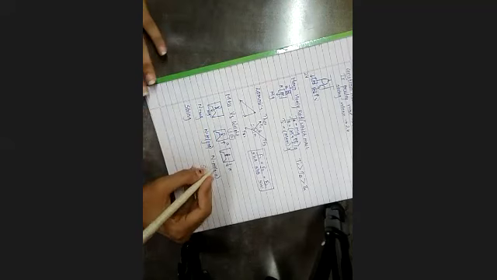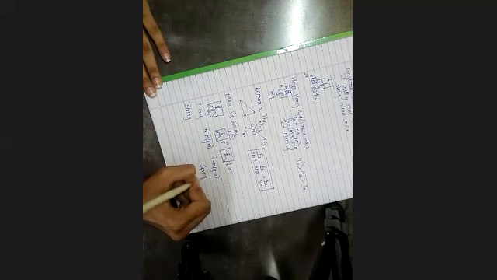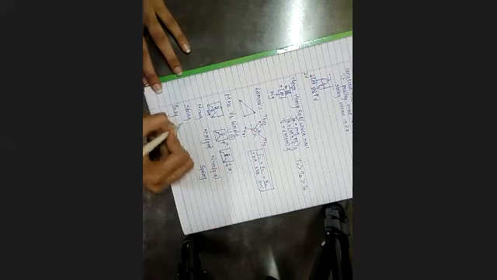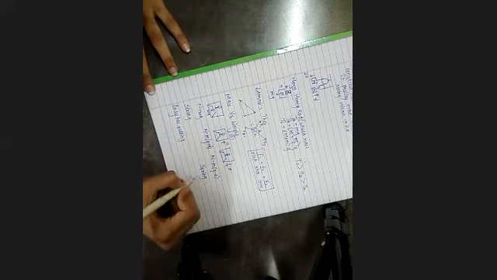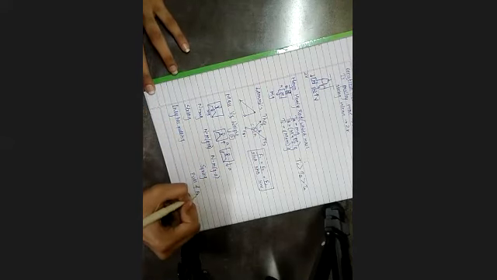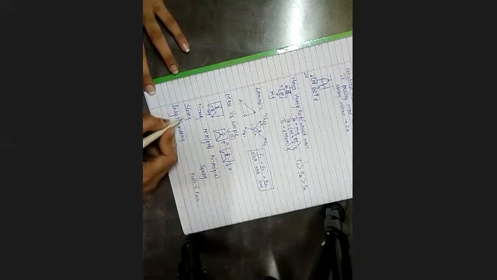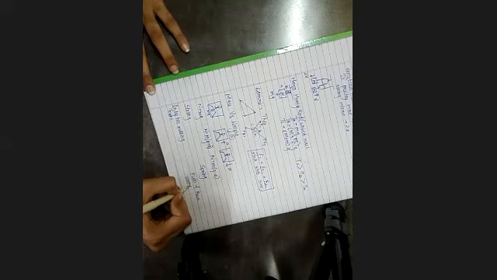Proceeding further, understand the difference between a string and a spring. A string only has a pulling force, whereas a spring has both pull and push force. A string only transmits force, whereas a spring stores and transmits force both.